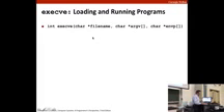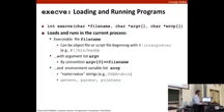And execve loads and runs a program within the current process. It loads and runs the executable filename, which is its first argument. The filename can be either an executable binary, or it can be a script, a text file whose first line starts with a pound, bang, and then the path of some interpreter.